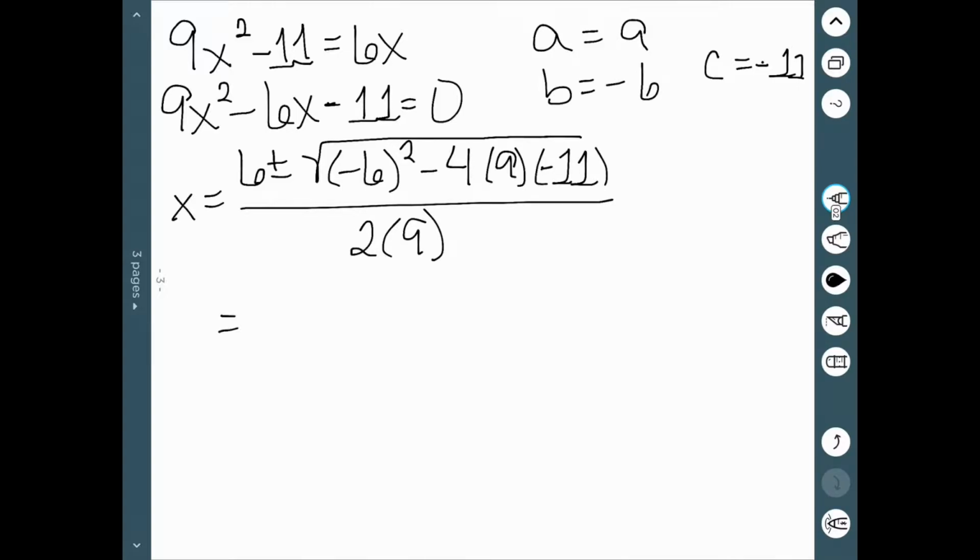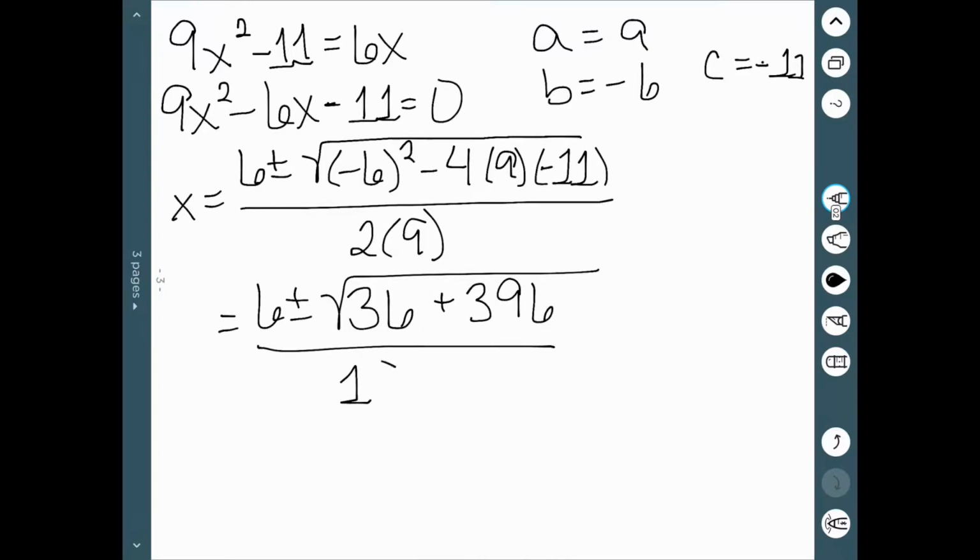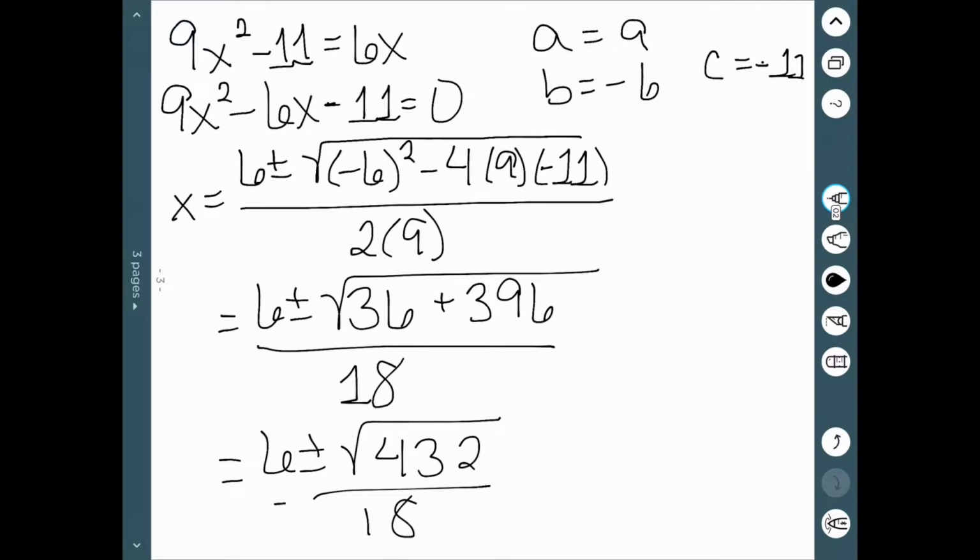Well, we know that negative 6 times negative 6 is 36. And this next expression is a bit more complicated. We probably don't know what 4 times 9 times 11 is in our head, but we can use a calculator and realize this is positive 396 over 18. And now we have 36 plus 396, which gives us 432 over 18. This one looks a lot more complicated, and like I said in the last example, we usually want to do something with these square roots to simplify them. So let's see if we can simplify it.